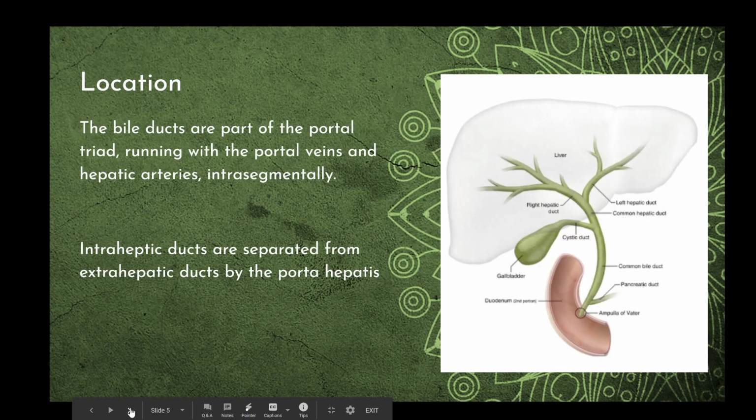As far as where the bile ducts sit then, we have bile ducts that are intrahepatic and extrahepatic, and we delineate those by the porta hepatis. As far as the intrahepatic ducts go, remember they are part of the portal triad, so they run intra-segmentally. With each bile duct, we'll have a segment of the portal vein, and a segment of the hepatic artery that runs with it. And again, remember these run into each segment of the liver. We then have the extrahepatic ducts that sit outside of the liver, which really is just the common bile duct.